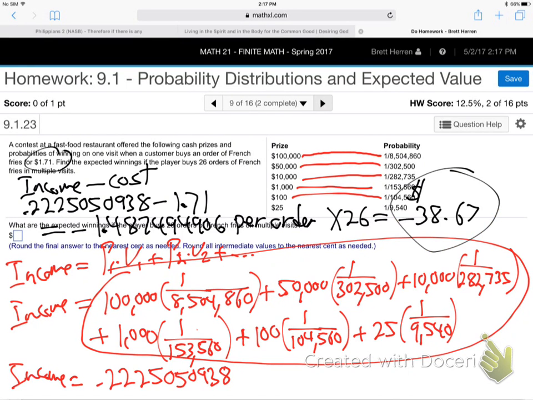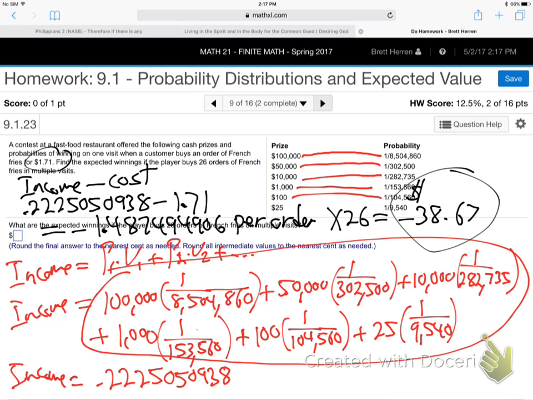Does that make sense? Everybody see how I did that one? That was a really messy one. So I took the different prizes times the probability, which really meant over. The probability was the bottom. So I just took 100,000 over, plus 50,000 over, plus 10,000 over. Okay, I've added them up in my calculator. Got this 0.2225, big old number. Subtracted the cost, right? We would take income minus cost. Got that negative and then multiplied, because that was per order. That was every time you order fries, 26 orders, so times 26.